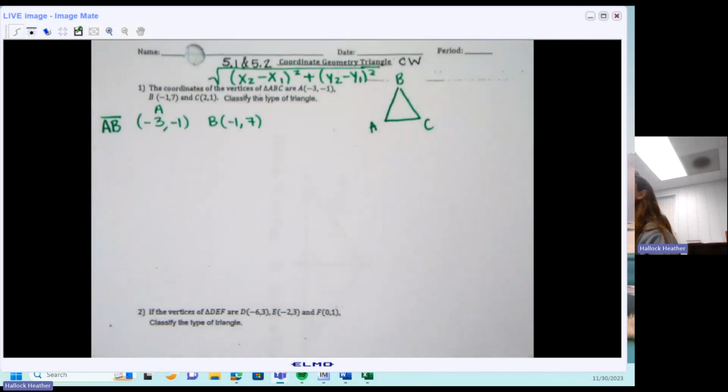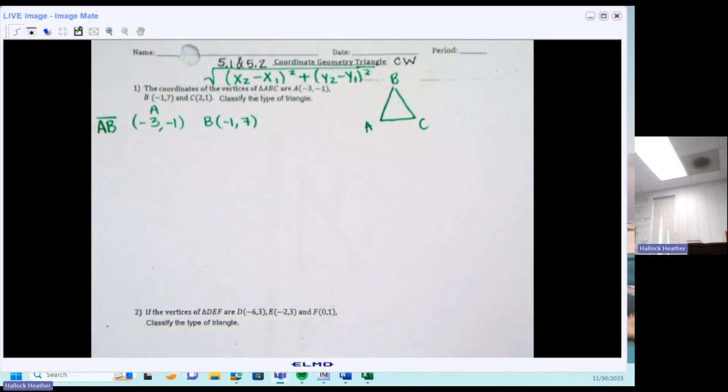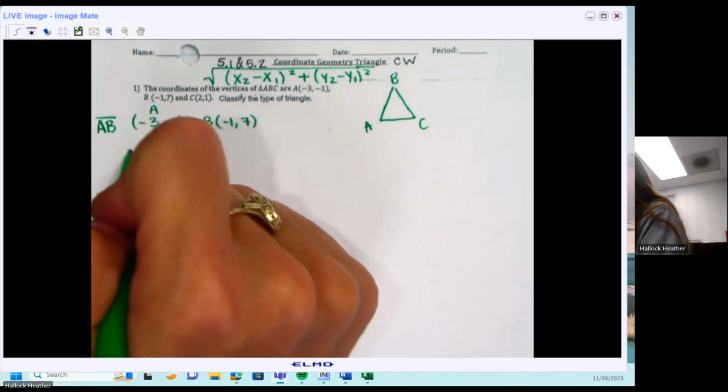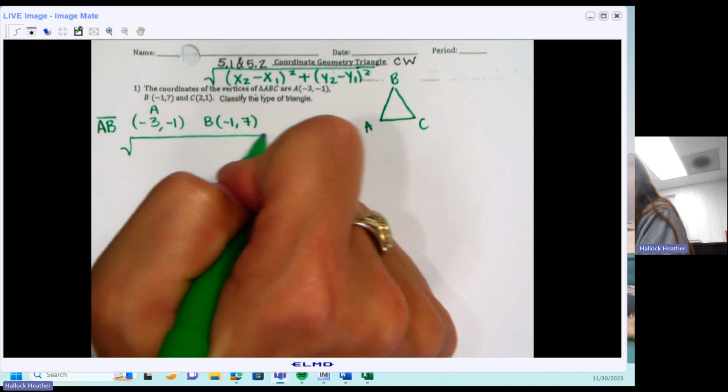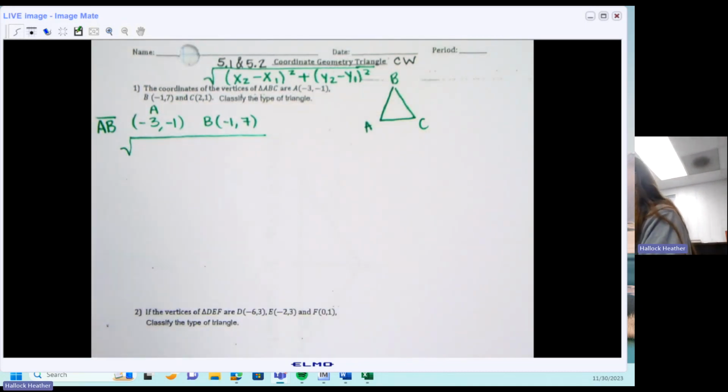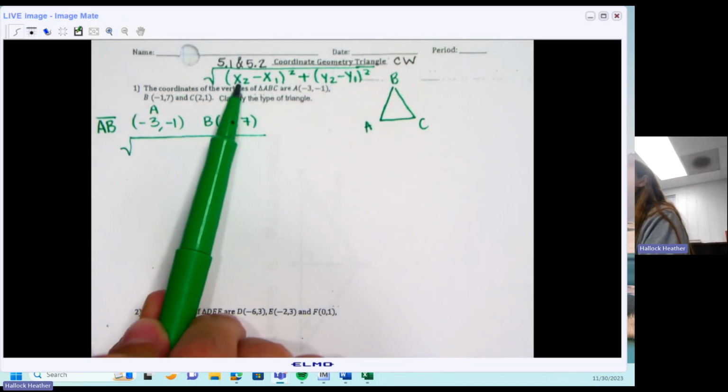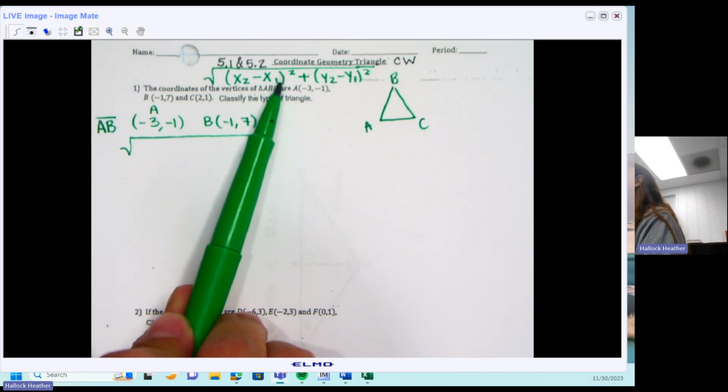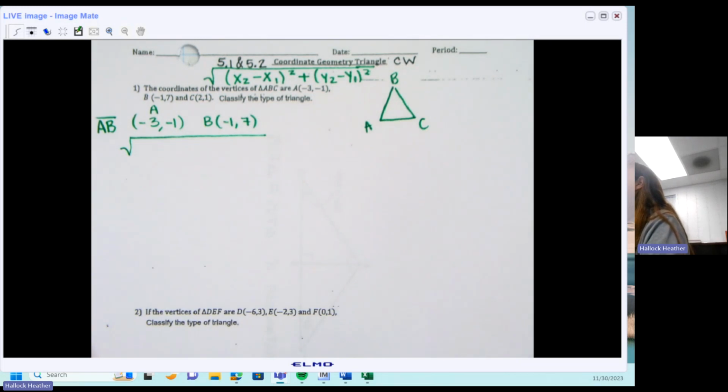I am going to plug in my values. My x's get subtracted, my y's get subtracted. The only thing you need to be careful with is your double negatives. If you're subtracting a negative, it becomes a plus sign. I have my square root. In the first set of parentheses, I'm taking the second x and minusing the first x. It doesn't really matter which one's first and which one's second, as long as it's the x values and you're subtracting, you're going to get the same answer.